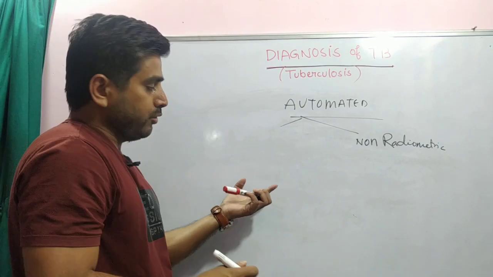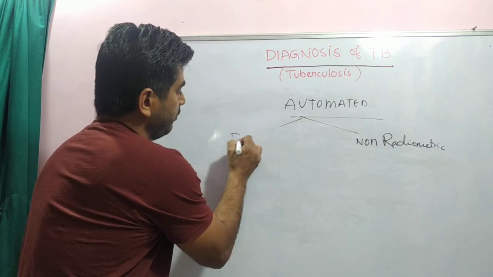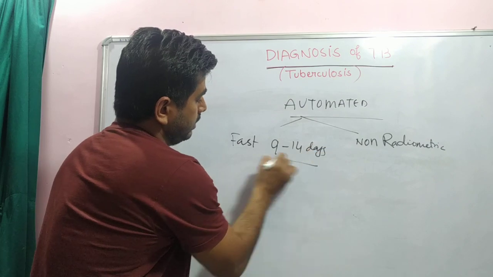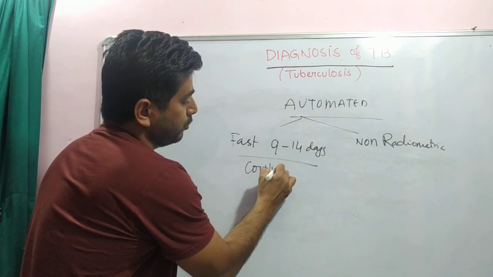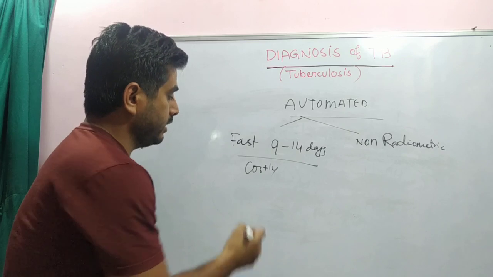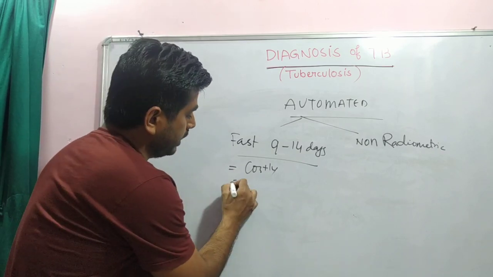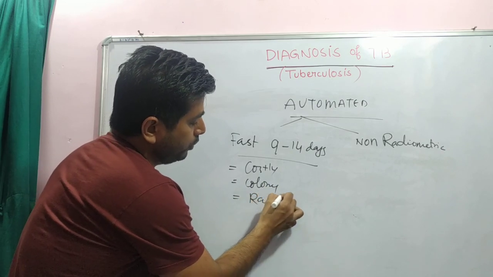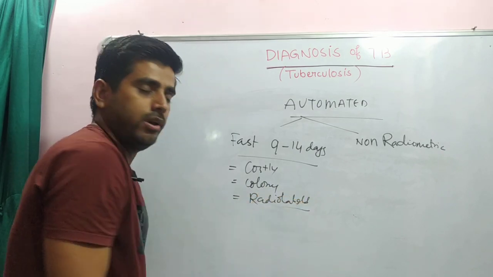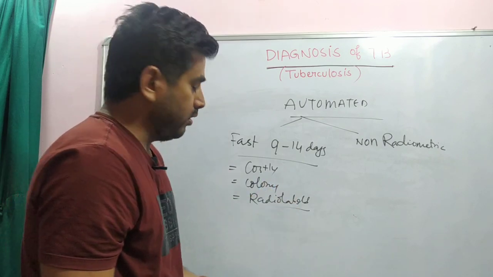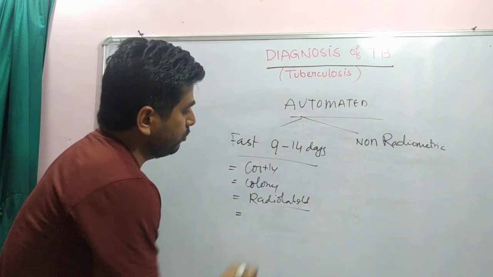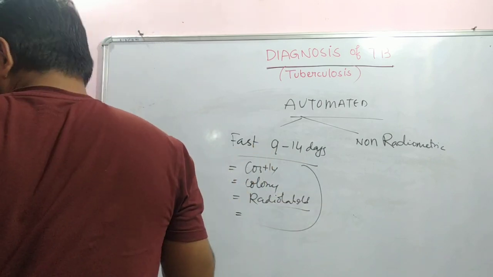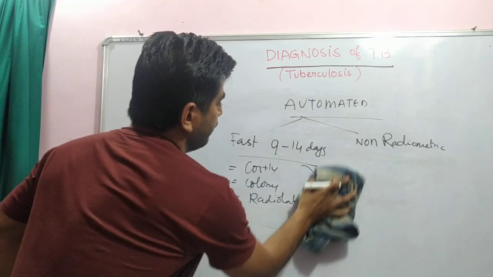In this radiometric method, BACTEC is very good because it gives a comparatively fast result, in 9 to 14 days. But the difficulties are: number one, it is very costly. Number two, we cannot see the colony characteristics. Number three, it is radio labelled, so we need to dispose of the radioactive waste, which is difficult in many facilities. So this is not very popular nowadays. Now we use the non-radiometric methods.